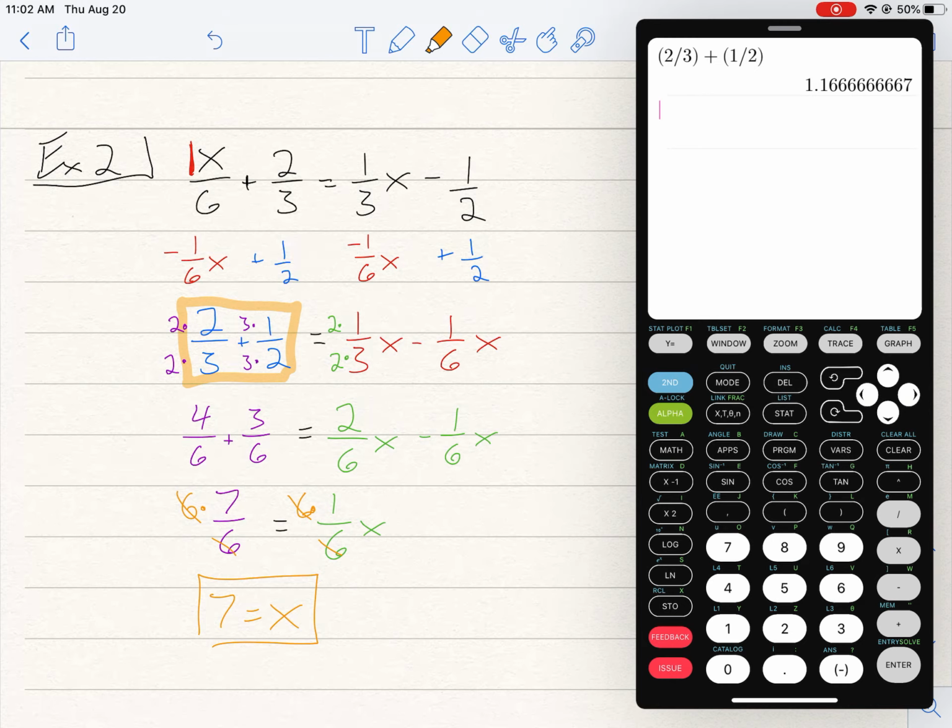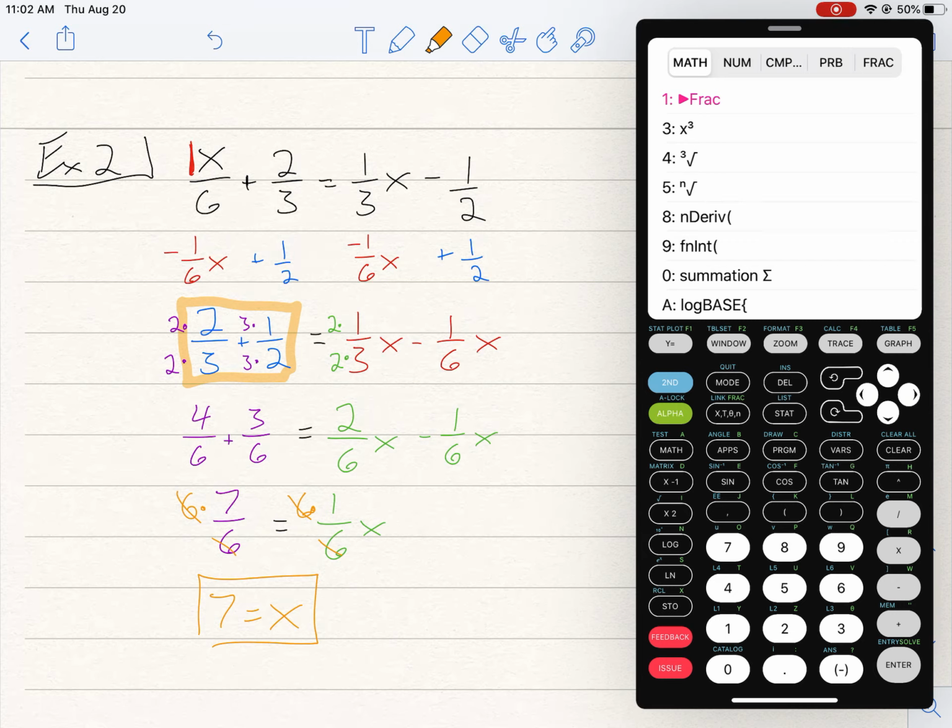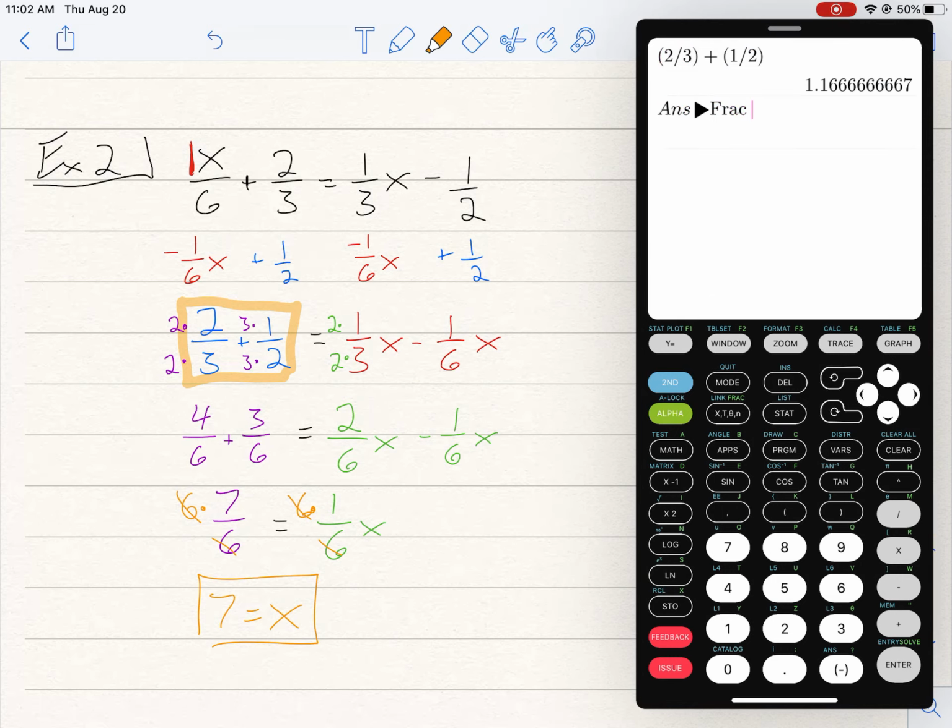But if you hit this math button here, so right under the second, the alpha, the blue and green button, this math button, and then the first thing that's selected is fraction. This should look the exact same as your graphing calculator if you have a TI-83 or 84, and even most of the other ones also look like this. If you hit enter, this is saying take my answer and convert it into a fraction. So it does, 7/6, which is what we found over here. So you could use your calculator when you're working with these fractions as well.